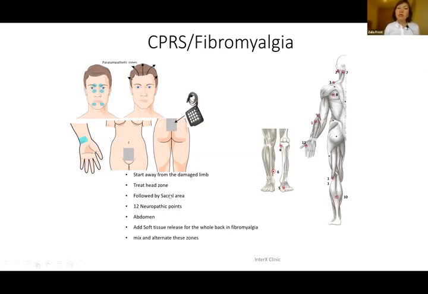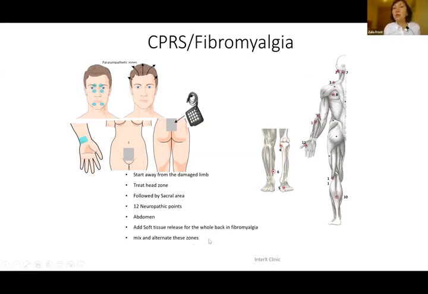So if you did parasympathetic zones at the beginning, then you start switching to 12 neuropathic points. For example, next session 12 neuropathic points, then you go back to parasympathetic, next session 12 neuropathic points, then you go for abdomen, and maybe 6 points. You can mix and match those the way you like, but the idea is that you need to focus on those areas. Maybe in one session you do lots of soft tissue release, next session something else. So mix and match, alternate these zones.